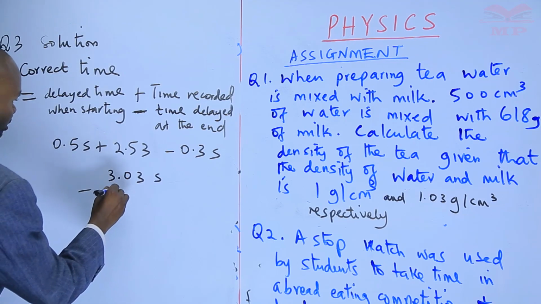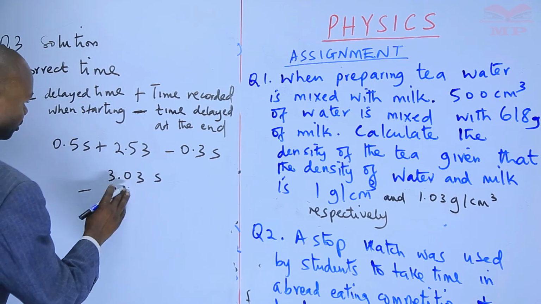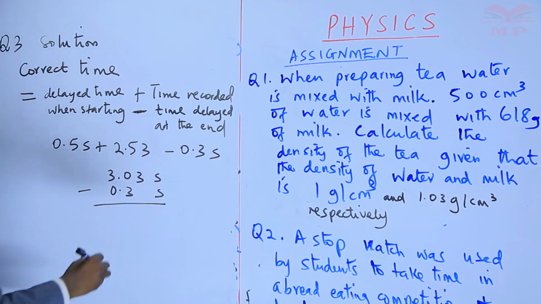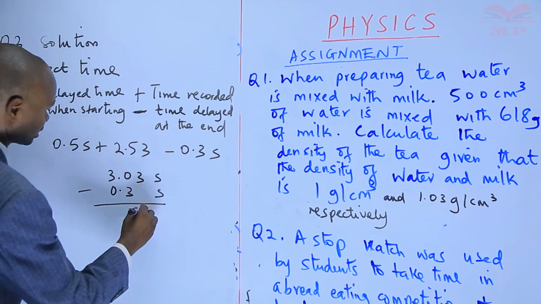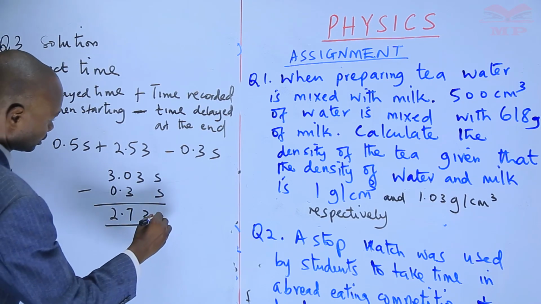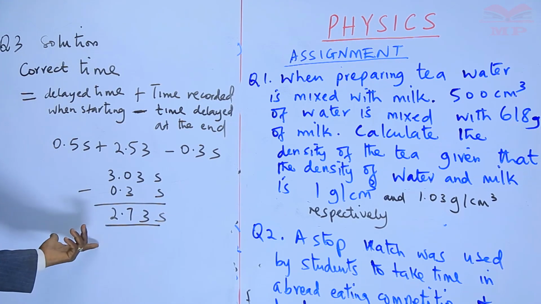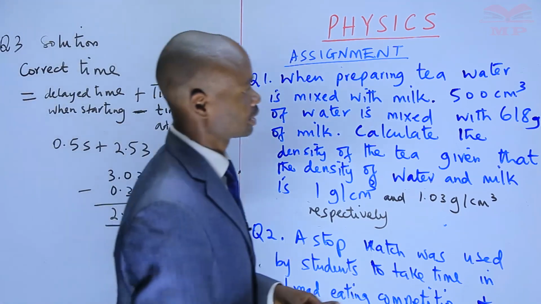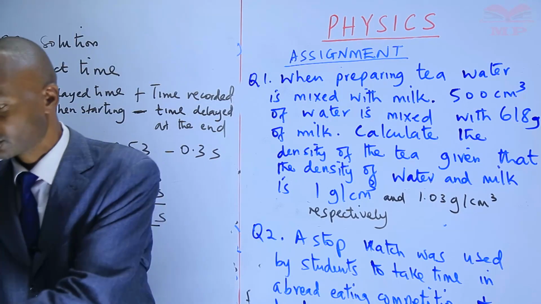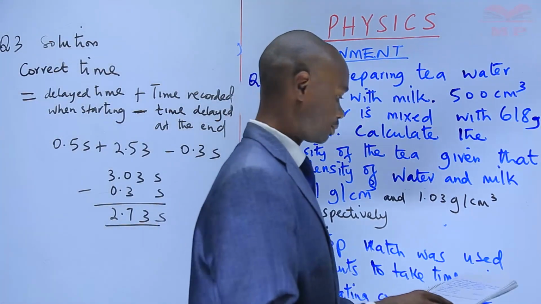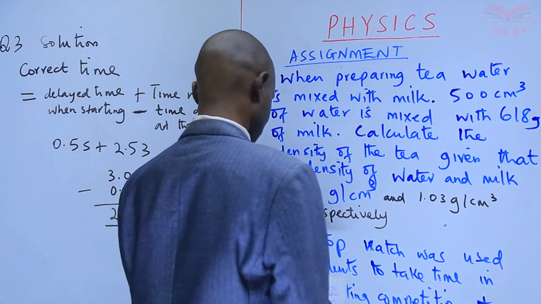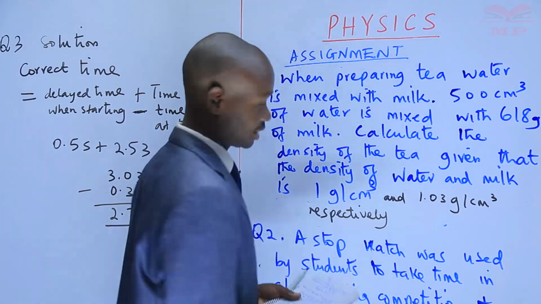Subtract 0.3 seconds. You borrow 1 there. That is, no, you don't borrow. This is just 3. Borrow 1, 7, 2. So that was the correct time. That was the correct time. So it comes to another juncture where you'll get further questions for the assignment.